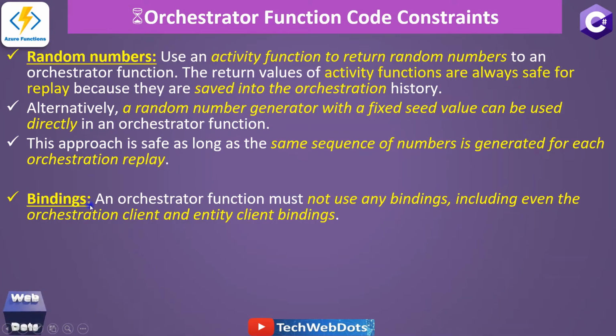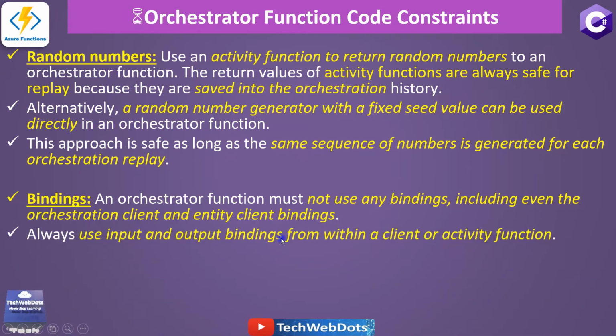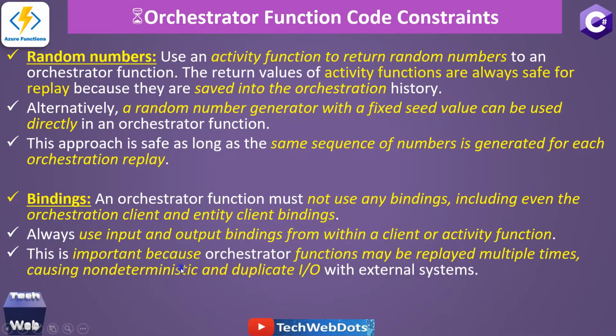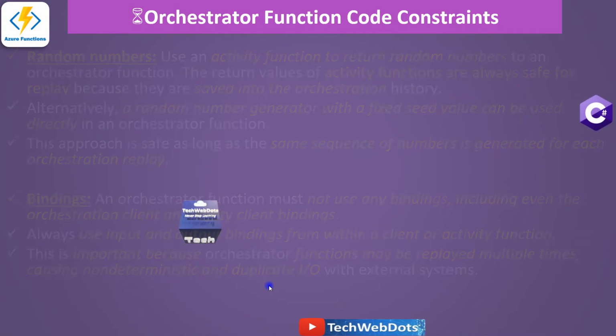Another part is bindings. An orchestration function must not use any bindings, including even the orchestration client binding and entity client binding. Always use input and output bindings from within a client or an activity function. This is important because an orchestrator function may be replayed multiple times, causing non-deterministic behavior and duplicate input and output with external systems.